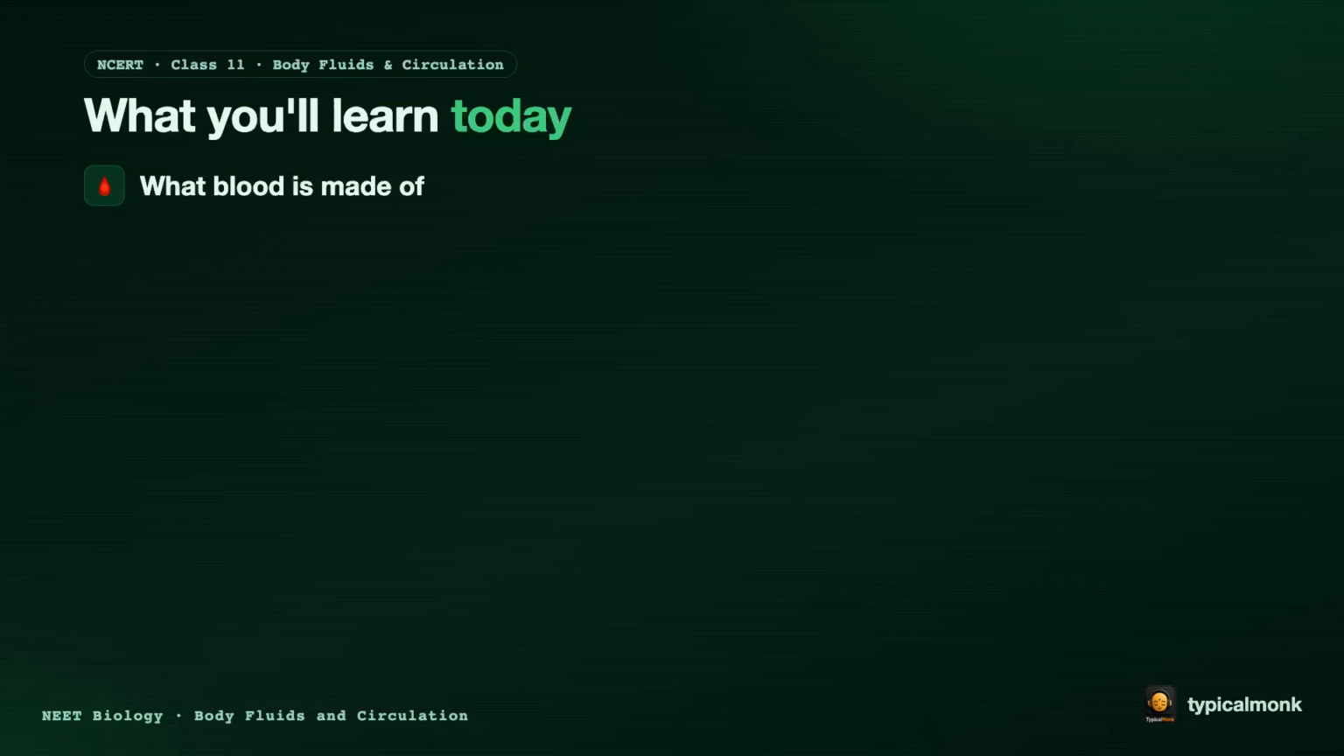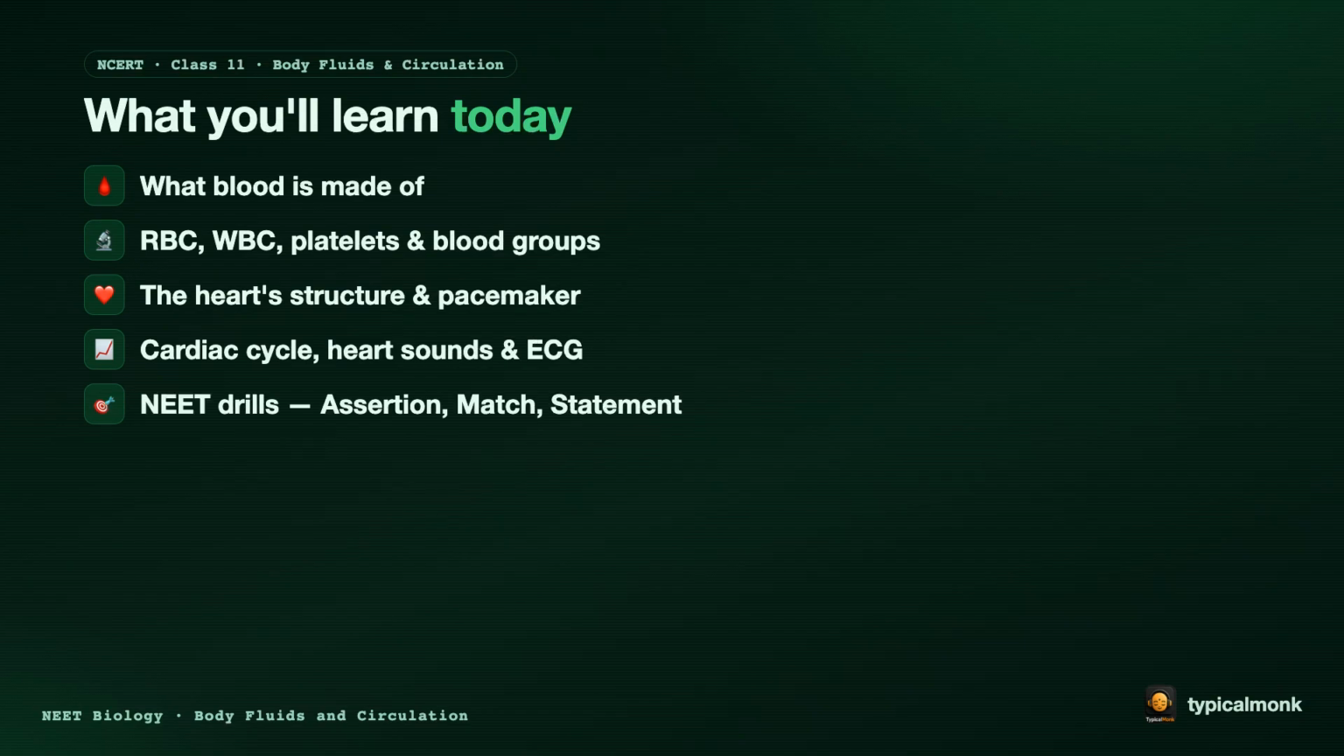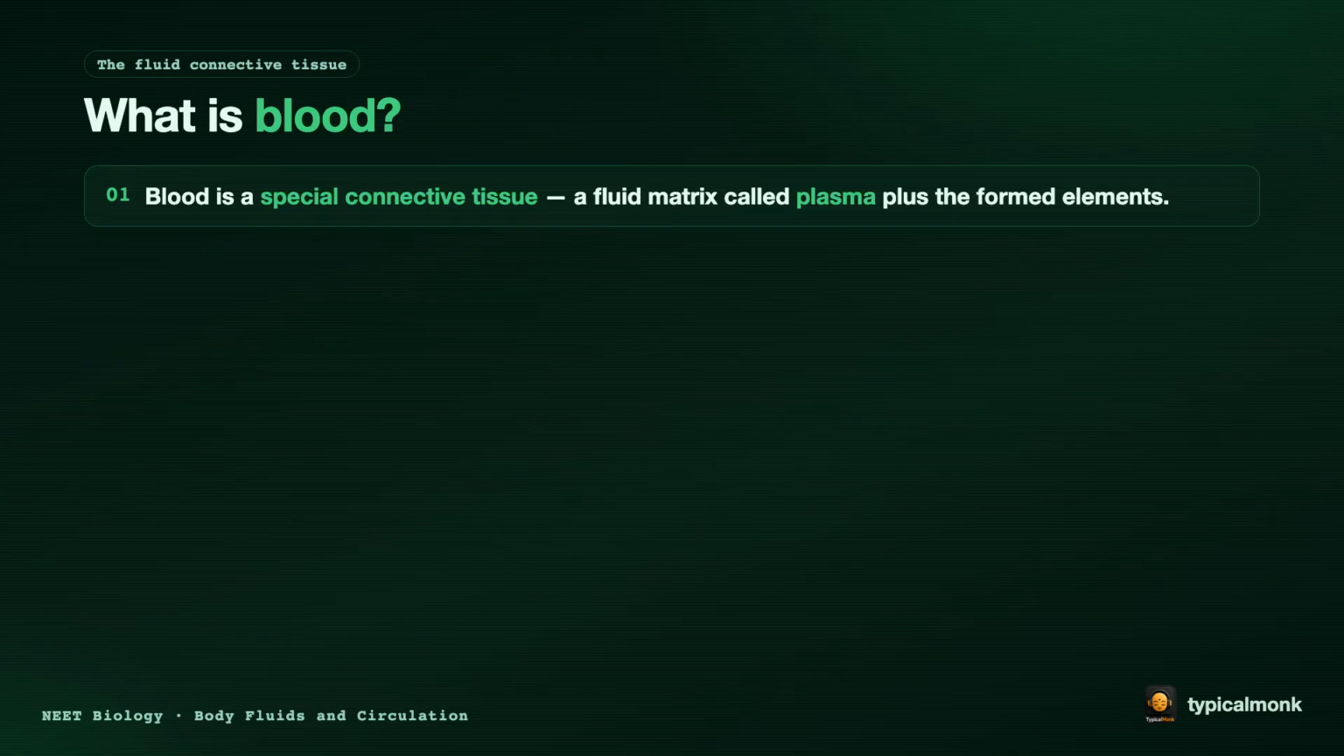Here is today's path. 5 stops. First, what blood is made of. Second, RBC, WBC, platelets and blood groups. Third, the heart structure and its pacemaker. Fourth, the cardiac cycle, heart sounds, and the ECG. And fifth, NEET drills, that is assertion, match, and statement.